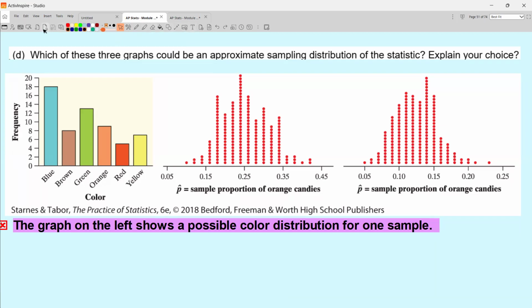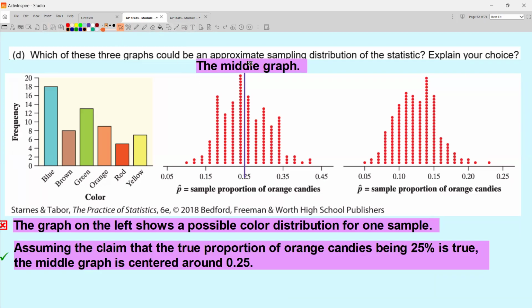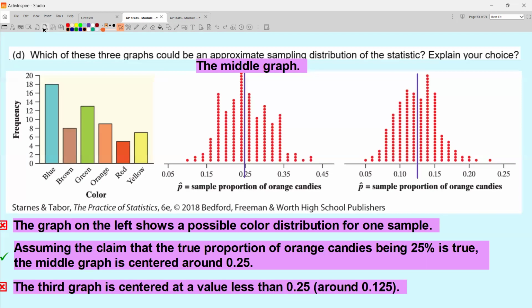The second one, if you plot where the center is, about 25%. Remember, we're told that 25% of those M&Ms are orange. So assuming that claim is true, this one looks to be centered around 25%. So that's a pretty good estimate of what the sampling distribution would look like. Now that third one, that's a little bit off. Notice that it's centered maybe around 12.5% or 13%, and so that's less than that 25%. So I would say the middle graph is going to be the best approximate sampling distribution of the orange proportion.